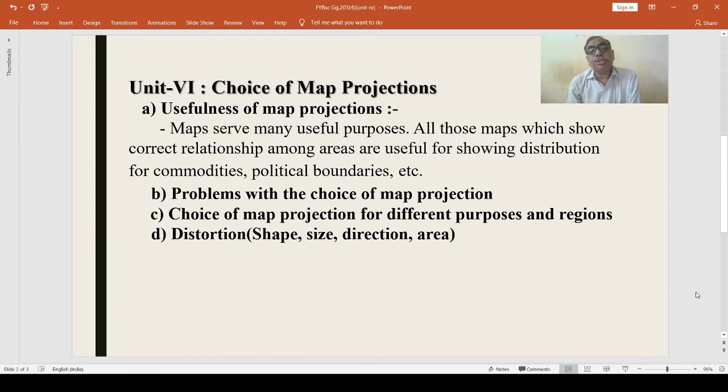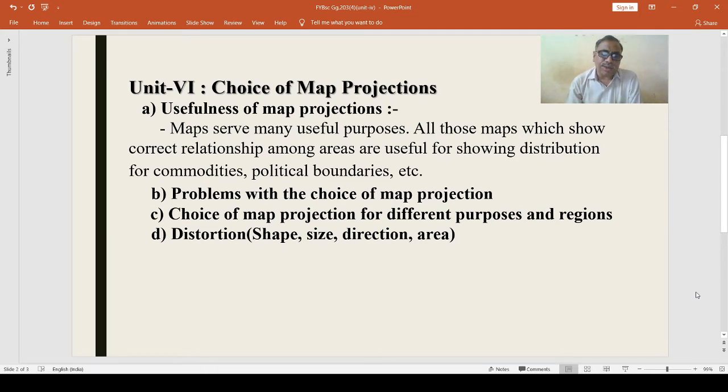Conical projection with two standard parallels. Conical projection with two standard parallels is suitable for representing east-west extent. Then Bonne's projection. Bonne's projection is used for countries and continents, for example Australia, North America, USSR, and so on. It is used to prepare topographical sheets.